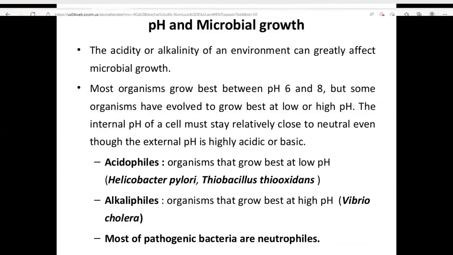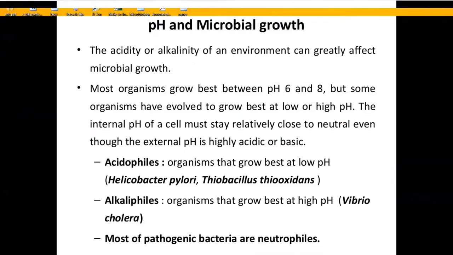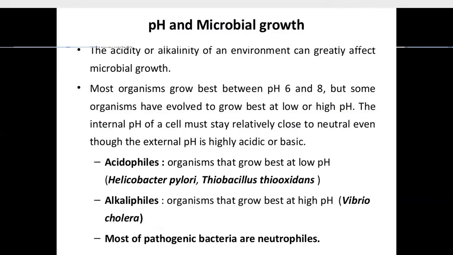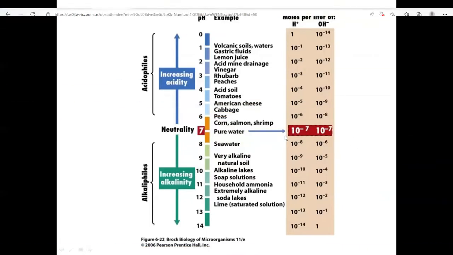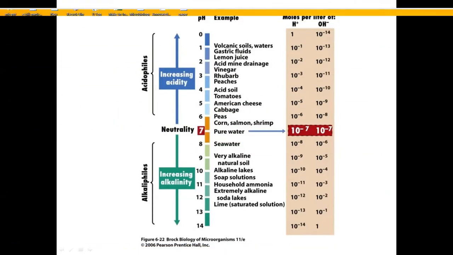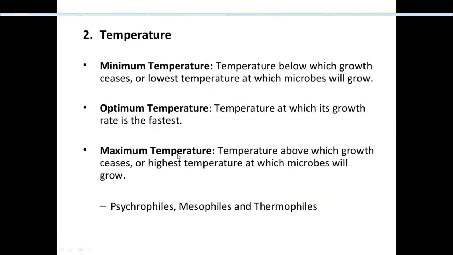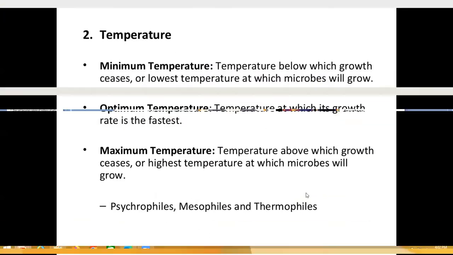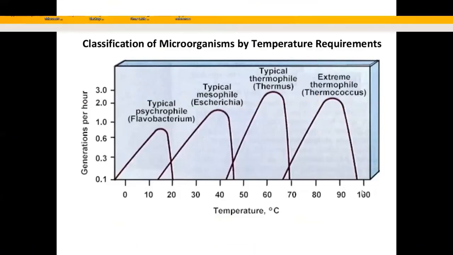pH, acidophiles, alkaliphiles. Based on the pH, you can classify the microbes as acidophiles, alkaliphiles, neutrophiles, etc. And this is the pH range where different examples are given. For example, as acidic pH, lemon juice will be more acidic, pure water is neutral, and soaps will be in the alkaline range. Temperature, this also we have seen: psychrophiles, mesophiles, thermophiles, and hyperthermophiles at even higher temperature.